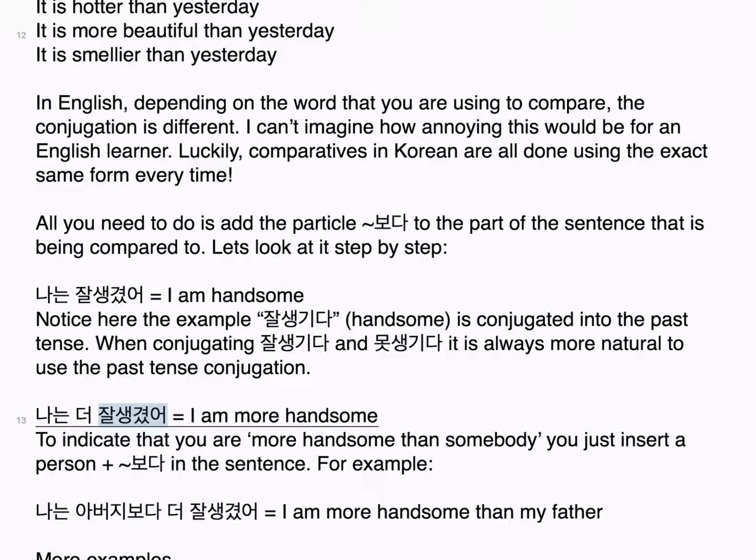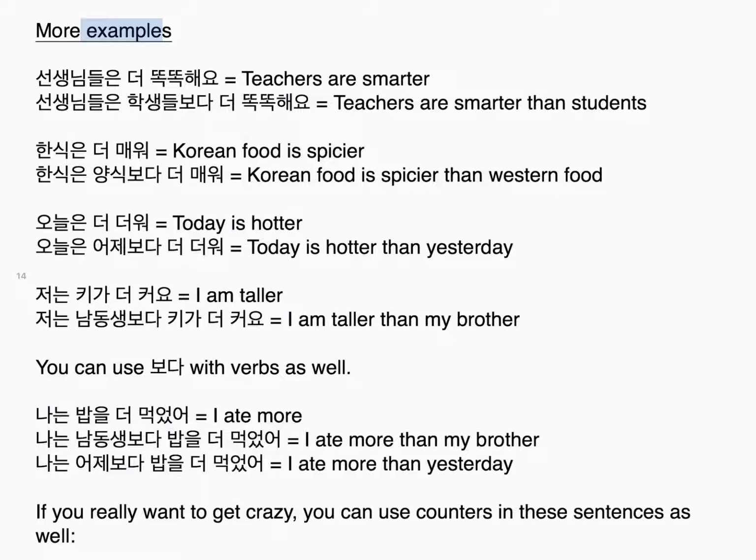나는 더 잘생겼어. I am more handsome. To indicate that you are more handsome than somebody, you just insert a person plus 보다 in the sentence. For example, 나는 아버지보다 더 잘생겼어. I am more handsome than my father. More examples. 선생님들은 더 똑똑해요. Teachers are smarter. 선생님들은 학생들보다 더 똑똑해요. Teachers are smarter than students.